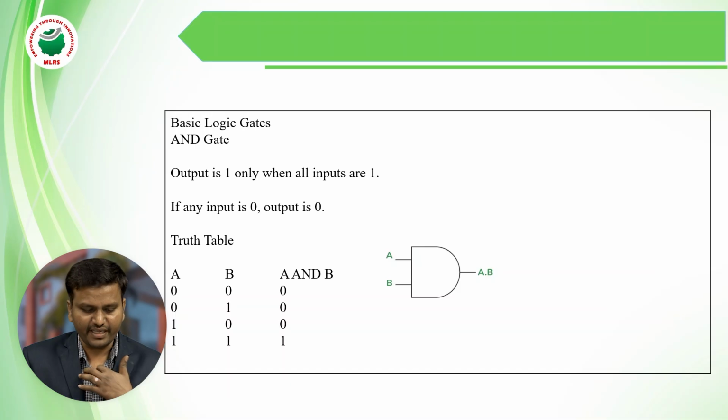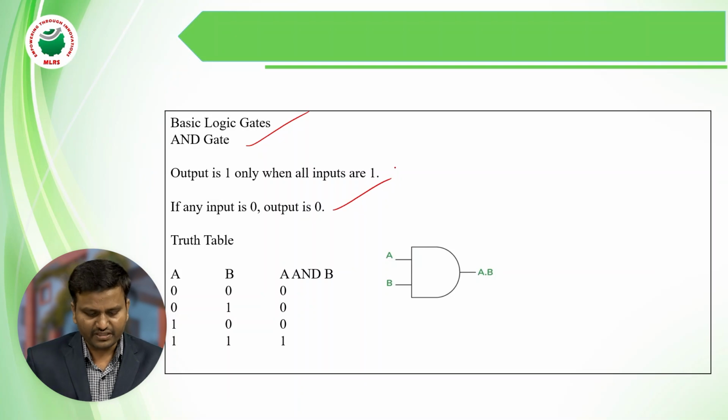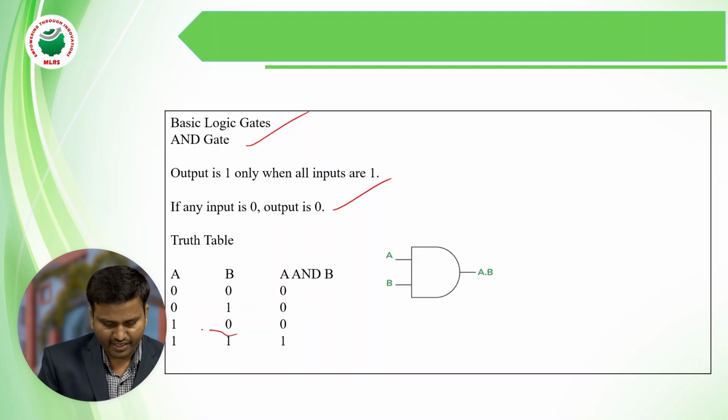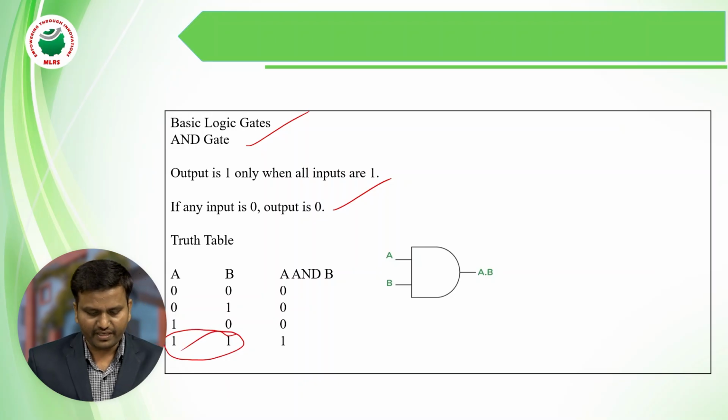Basic logic gates. The AND gate output is 1 only when all inputs are 1. Here we are taking A and B. We have to observe that if any input is 0, the output is 0. If all inputs are 1, the output will be 1. Here A and B are 1 and 1, the output is also 1. Remaining all are 0.